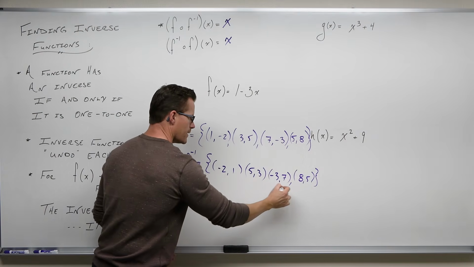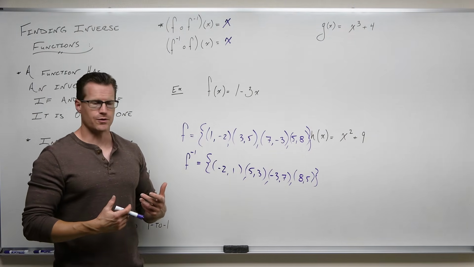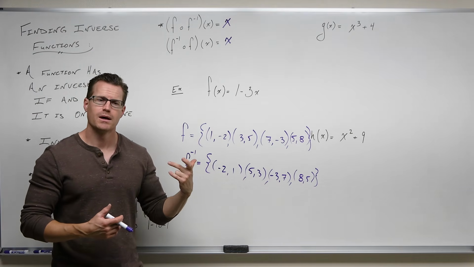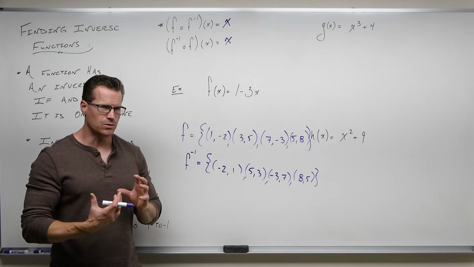And finally, (8, 5). This would be the inverse of f. We call it f inverse. And all we're doing essentially is switching our x with our y. That is what inverses really do, and that's how they undo the function.